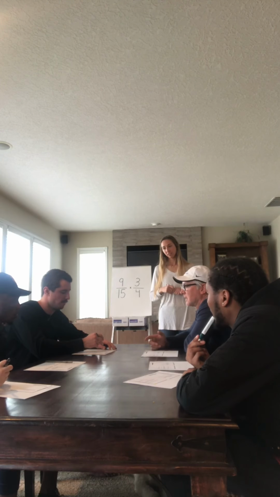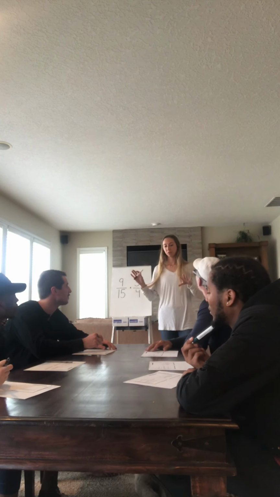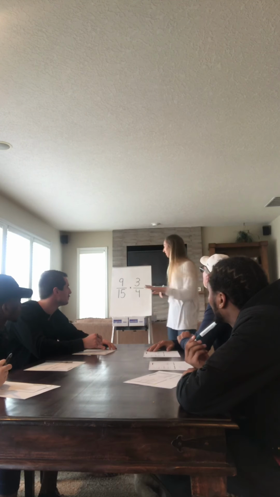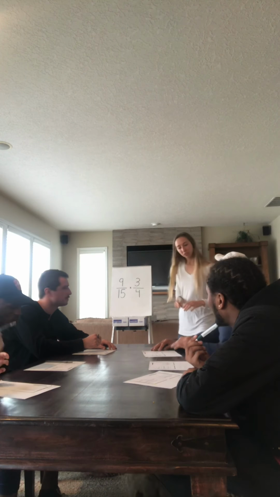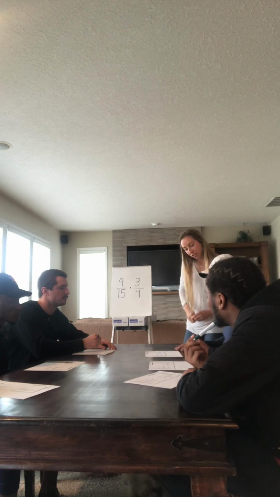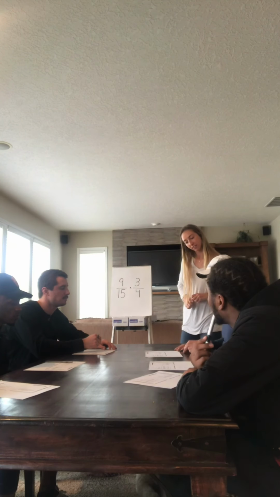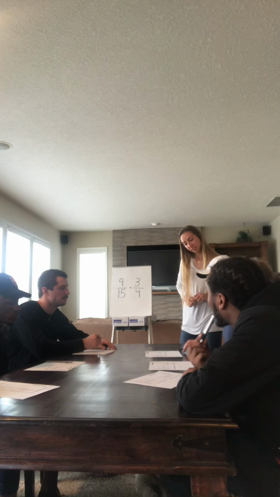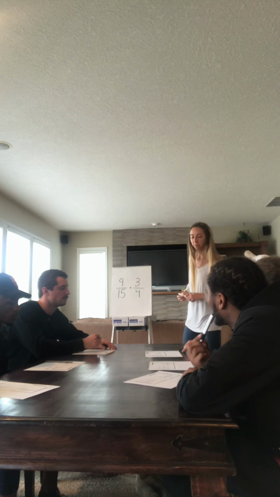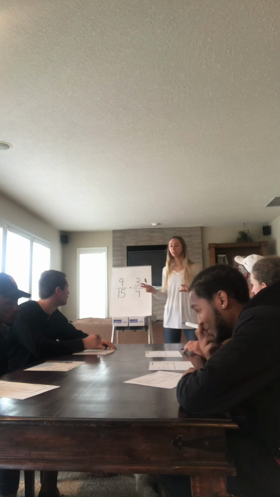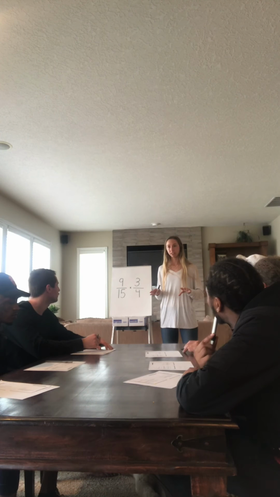Is that what you guys got? So it sounds like both groups got 9 over 20. So what did you do first? You multiplied across, got 27 over 60, and then reduced it by, what did you reduce by? We divided by 3. Divided by 3. Awesome. 9 over 20. Perfect. Okay. Does anyone have any questions about this?